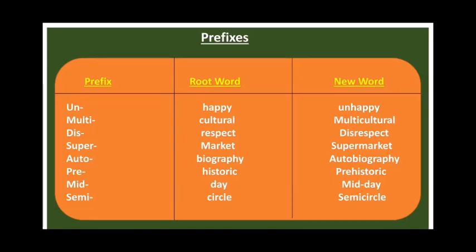Next is super plus market becomes supermarket. Auto plus biography becomes autobiography. Pre plus historic becomes prehistoric. Mid plus day becomes midday. Semi plus circle becomes semicircle. So when you add a letter or a group of letters before the root word, it is called prefixes.